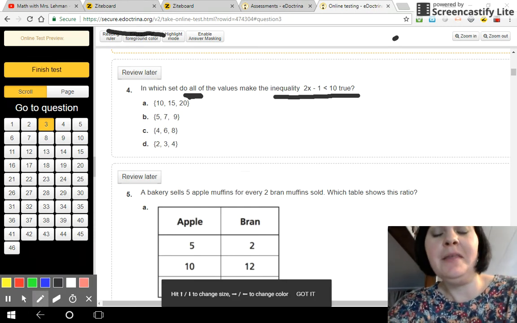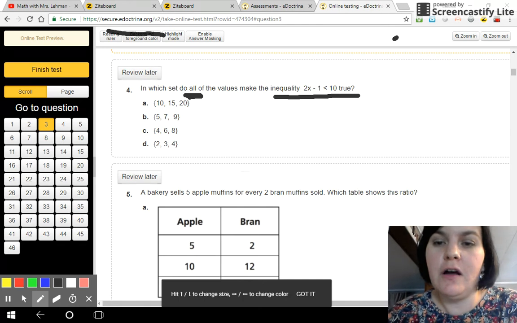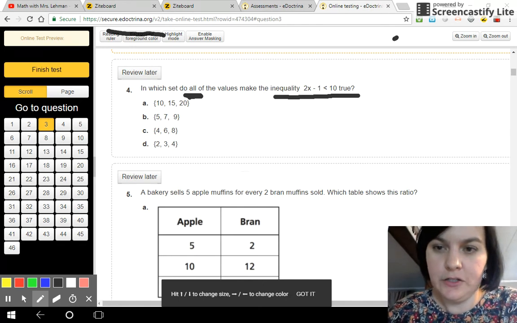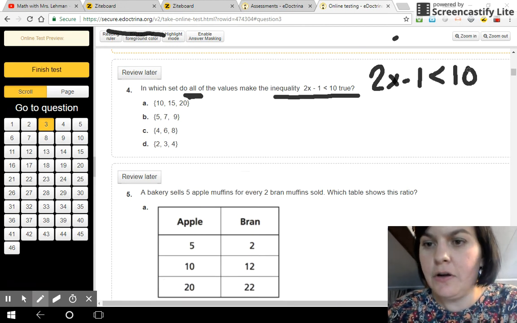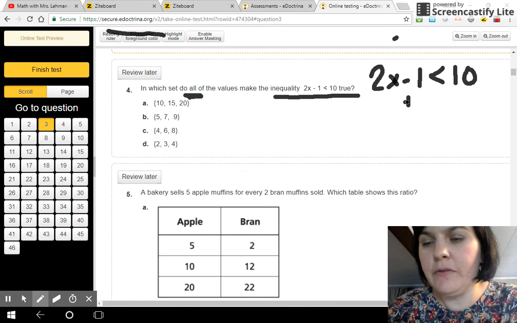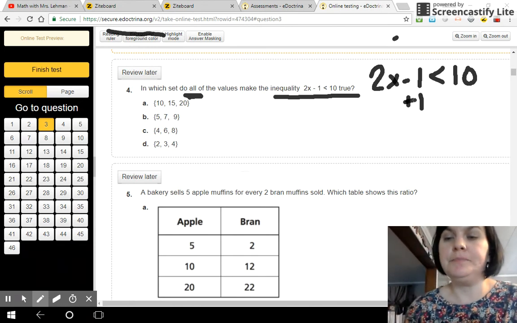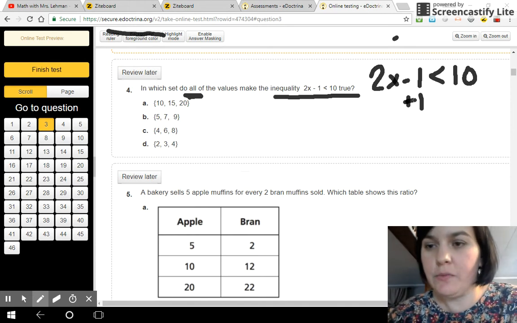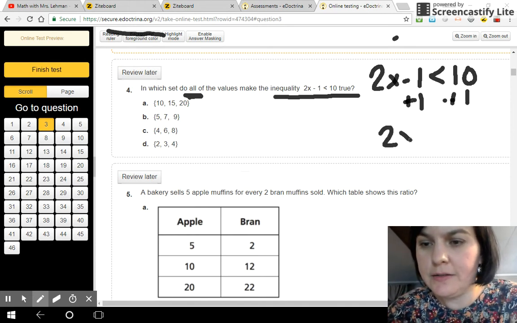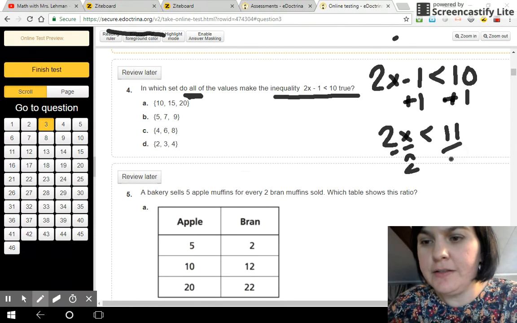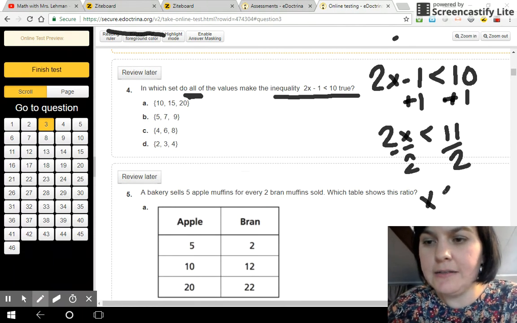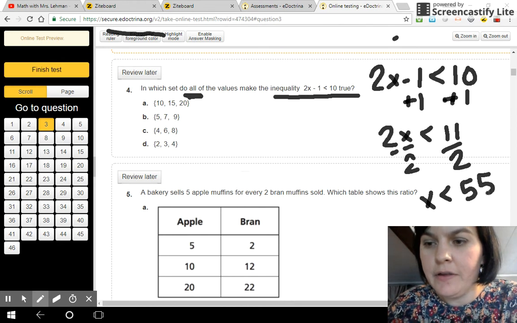Anyway, what you want to do is pretty much solve this inequality as an equation. So you're going to have 2x minus 1 is less than 10. You want to get the x by itself, so you want to get rid of any other things going on with that x. We want to get rid of the subtraction of 1, so we're going to add 1 to each side. You're going to get 2x is less than 11. Then you want to divide each side by 2 to isolate that x. You're going to get x is less than 5 1/2.